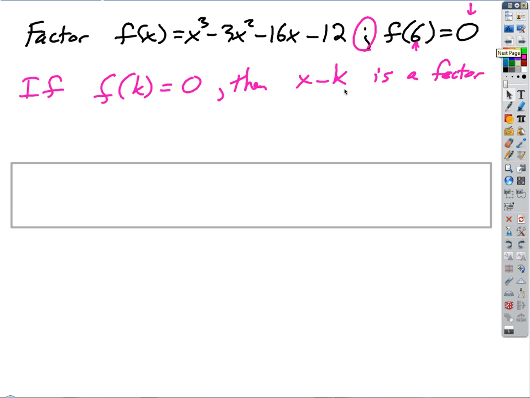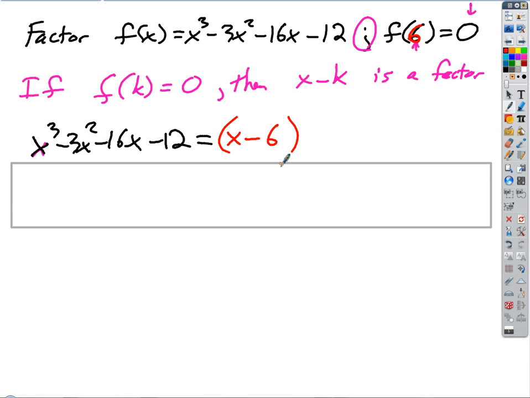So we know then, in this case, that x cubed minus 3x squared minus 16x minus 12 is going to equal, let's make this red, x minus 6 times something else. Let's call it f for factor. Right? We don't know what it is yet.